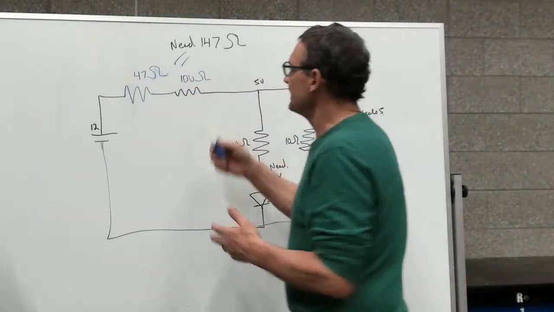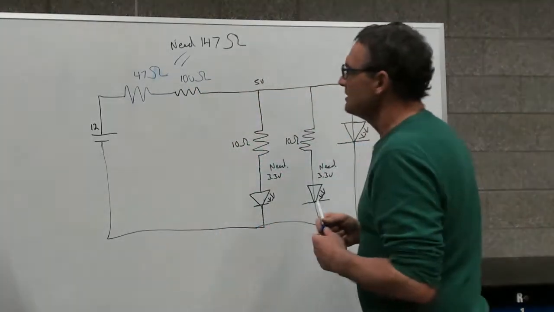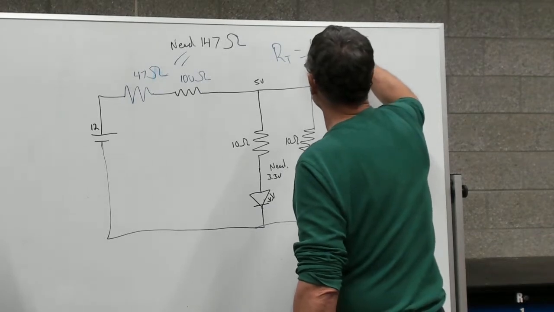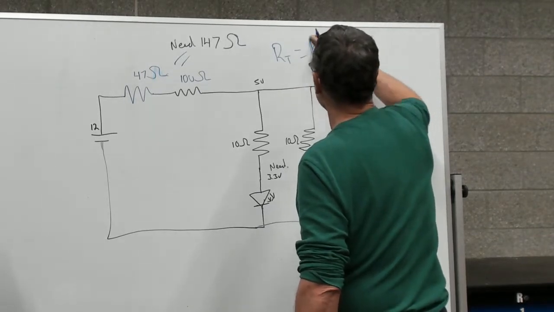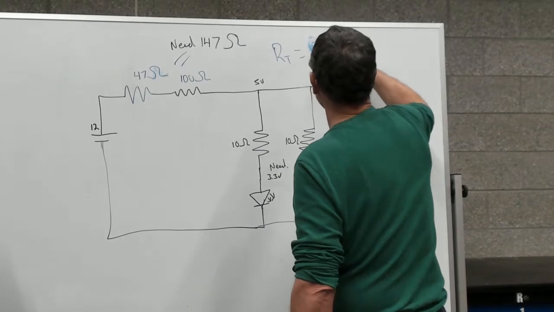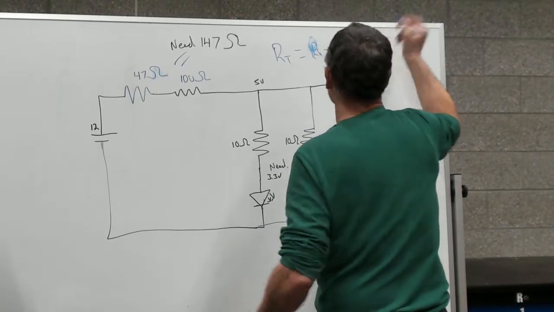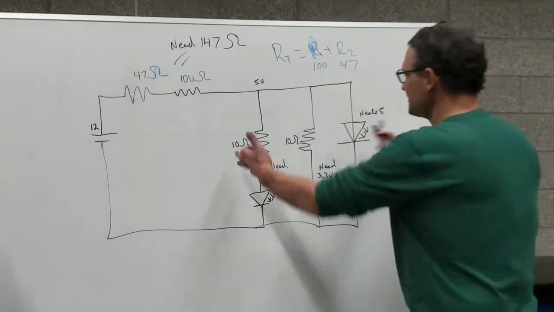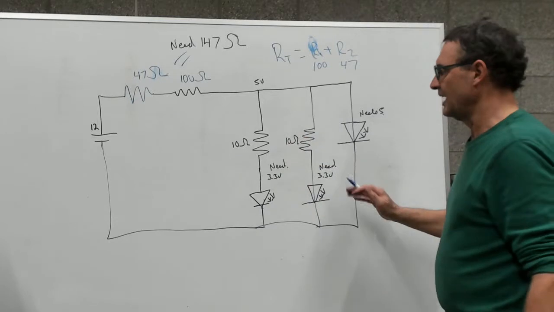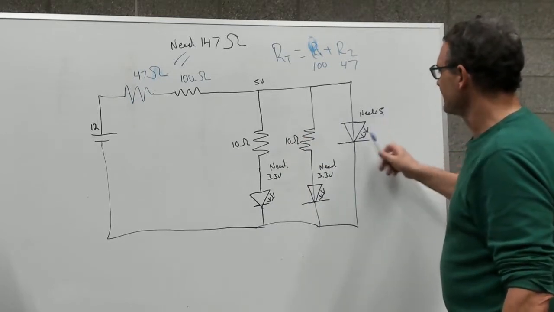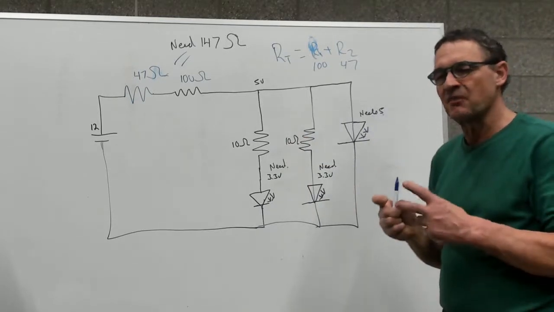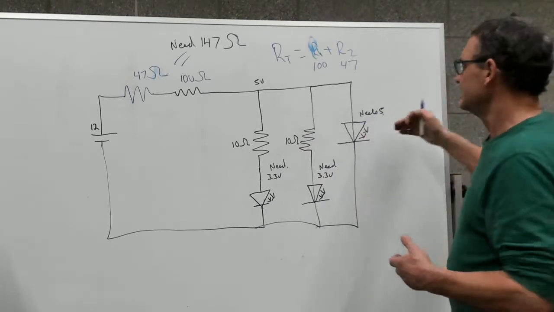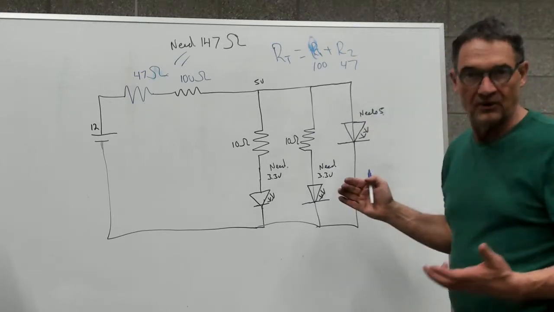So simply, this adds up to 147, as we could say RT equals R1 plus R2, and there's only 2, so we can stop there. So we get 147. The rest of the circuit is in parallel, and we're not going to include the LED. It's a very small amount of resistance in an LED, so we're just going to say that it's just a diode, and it allows electricity to flow in one direction.